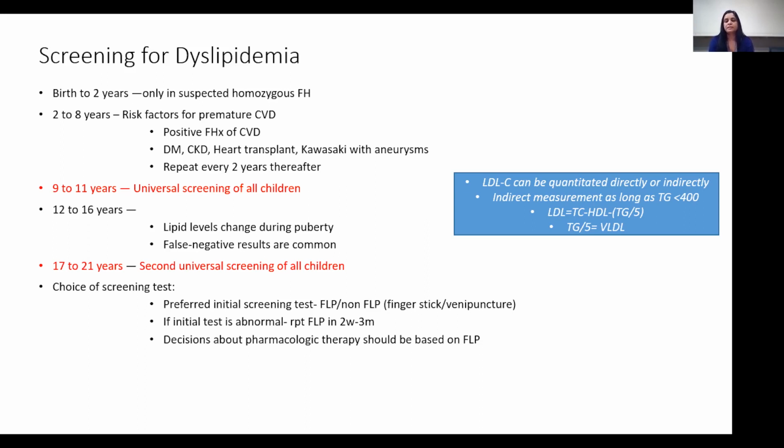But if the triglycerides are more than 400, the test may say we cannot measure it or something like that. The reason is the triglycerides. So you can always order the direct LDL.